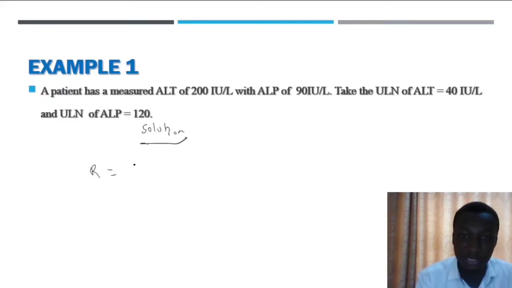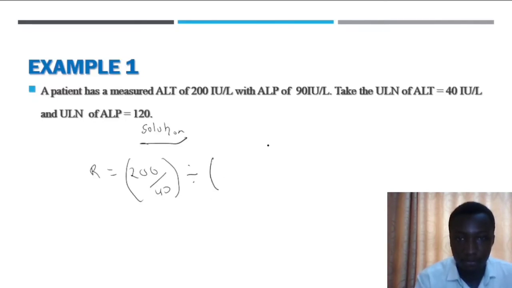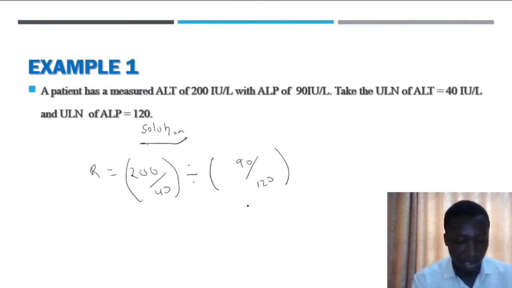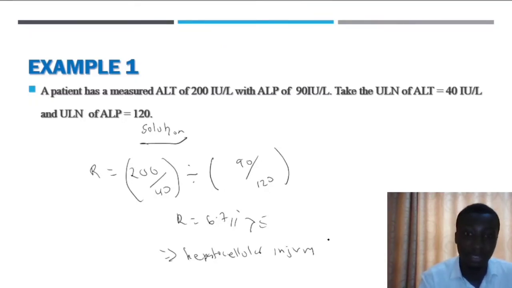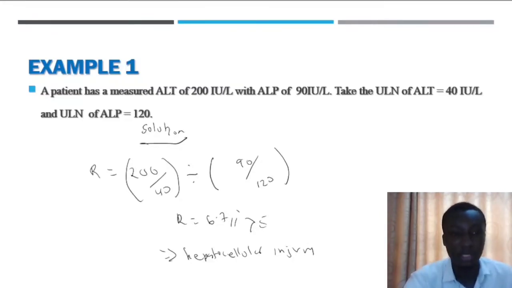So the patient has a measured ALT value of 200. So you have 200 on the normal ALT level, which is 40. Then I divide everything by the ALP level that was given, that was 90, divided by 120. And that should give us an R value of approximately 6.7. So if you have an R value of approximately 6.7, this is greater than 5. And that tells you the patient has a hepatocellular injury, or damage.